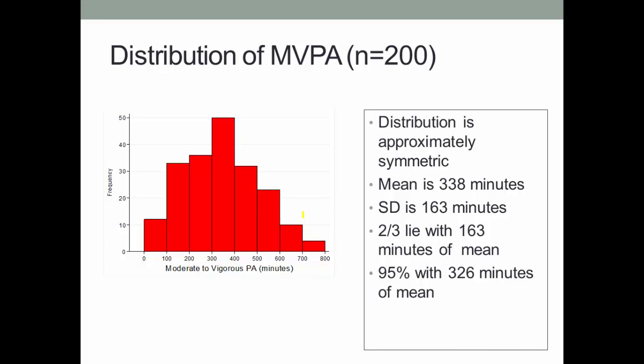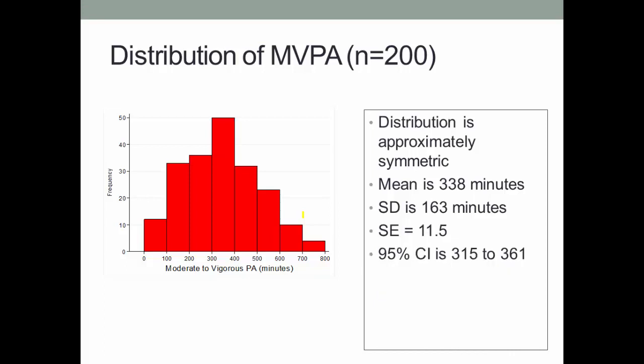And that tells us that if it's truly normally distributed, then 2/3 of people will lie within 1 standard deviation, which is to say within 163 minutes of the average, and 95% will lie within 2 standard deviations, which is 326. So the standard deviation is capturing the variation from one person to the next. Now if we do that and we say, okay, we have 200 people, and the standard error is the standard deviation divided by the square root of 200, then if I've done the maths correctly, the standard error will be 11.5.